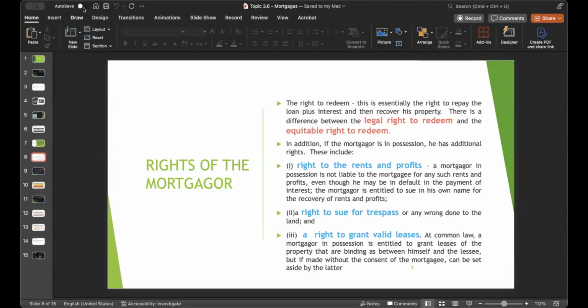Right, so you can move on to a right to grant valid leases. And this is the same thing that I was saying before. They could have rental properties, they could enter agreements with other persons for them to live on the property, for them to use the property for business, for them to use the property in any way, as long as it does not affect the agreement that you have with the institution.